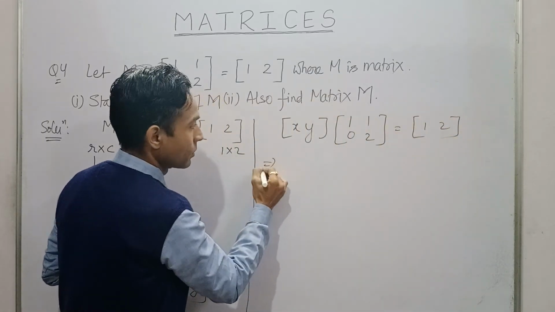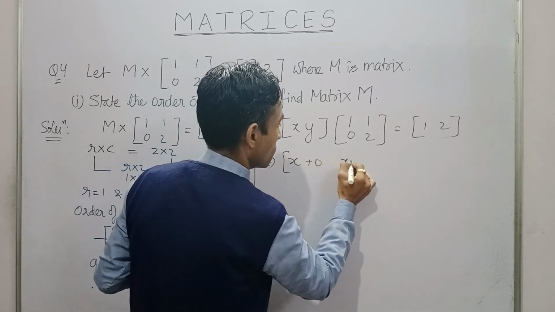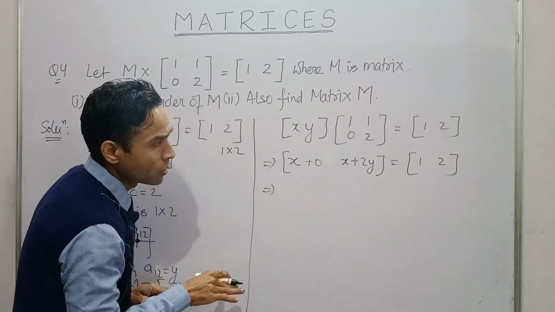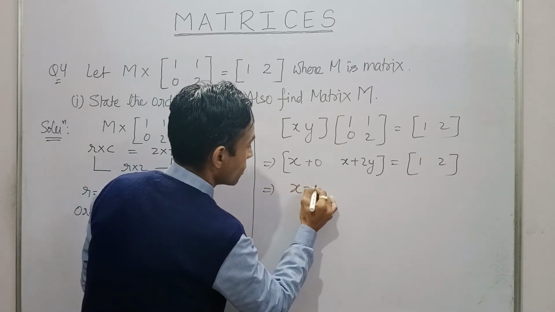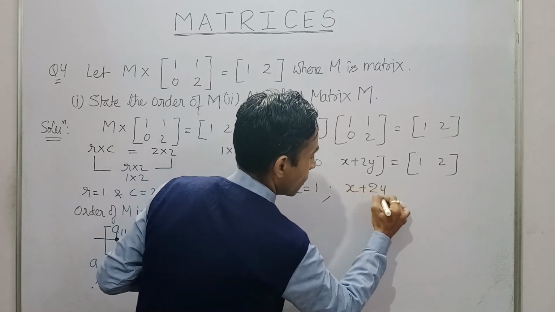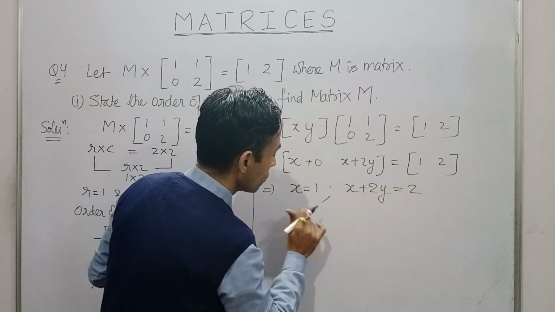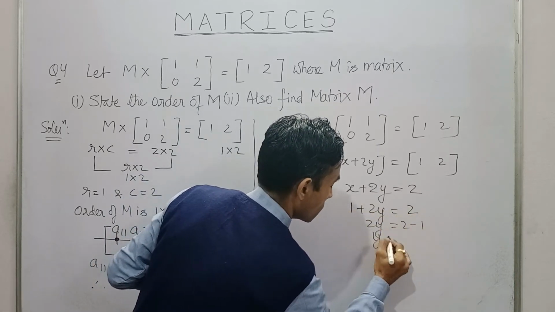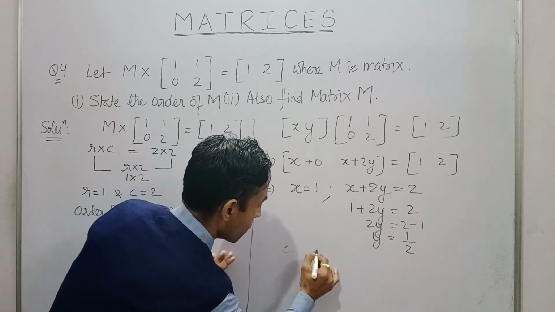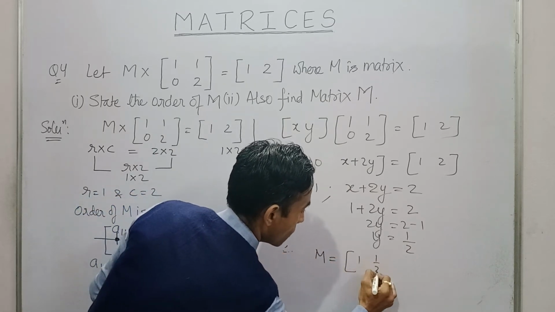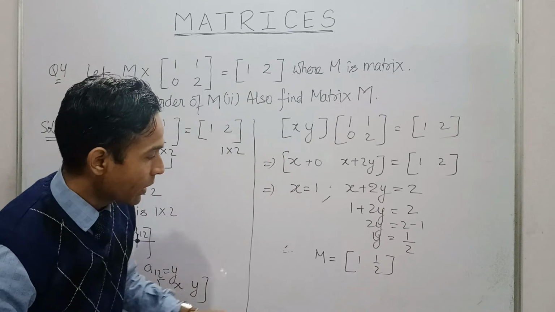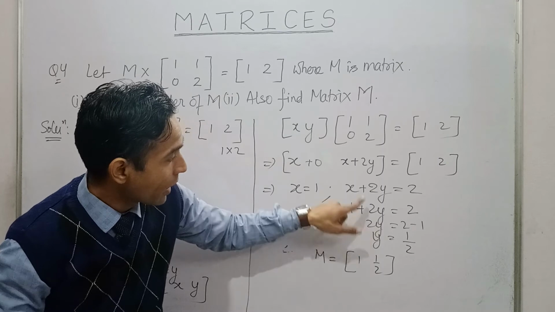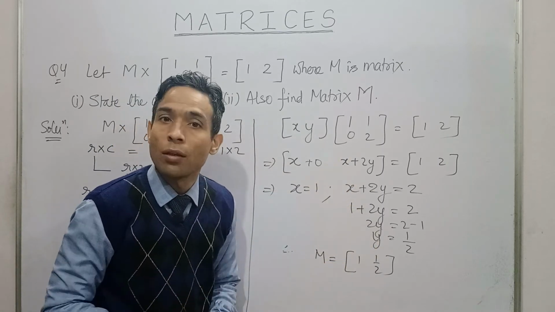Multiplying these two matrices, equating the elements according to their positions on both sides, x is equal to 1 and x plus 2y is equal to 2, putting x in this. Therefore m is, now you have to make sure that you may give your answer in the matrix form. If you leave your answer in x and y values, you will not get your marks.